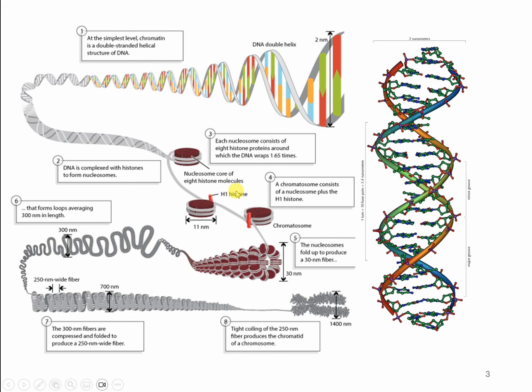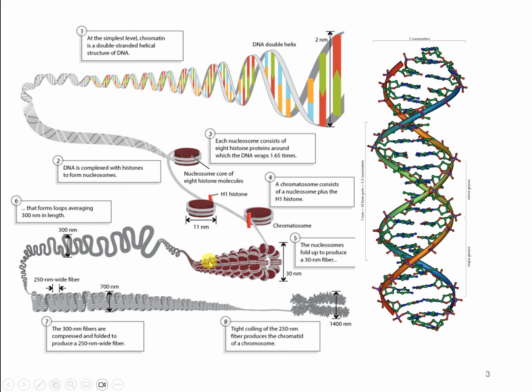And once this H1 histone binds with this nucleosome, we call it a chromatosome. So in the fourth level, we say it's a chromatosome. Then what happens? Many hundreds or many thousands of chromatosomes coil with each other and make this 30 nanometer fiber.